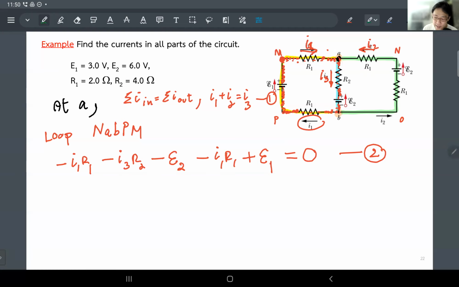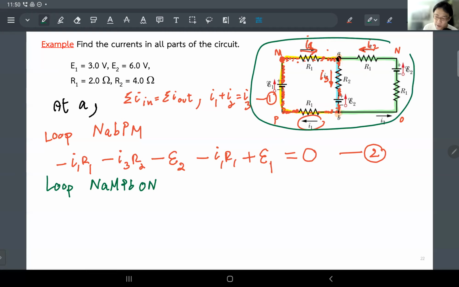So I'm going to pick loop. Let me do N, A, M, P, B, O, N. I'm going to do the outer loop here. And I'm going to go counterclockwise just to showcase it. It's fine. You can pick any loop you want. Okay. Starting from the upper right corner N. I mean, you can start anywhere you like as long as you close your loop. Guys, go. All right. Walking.